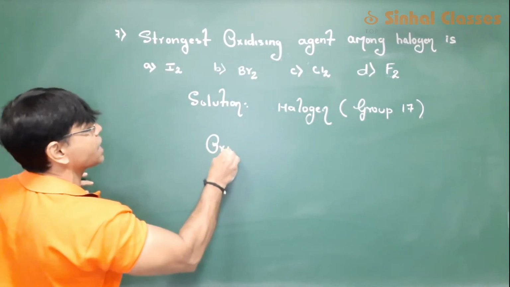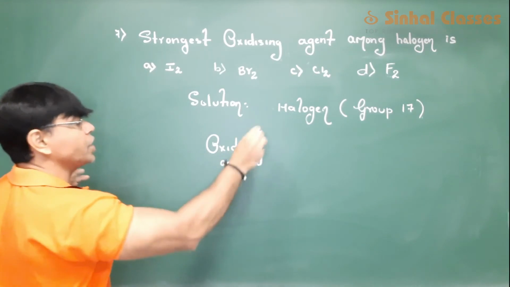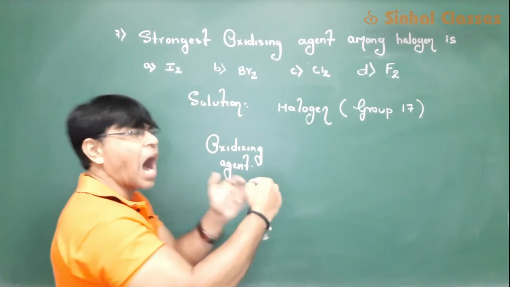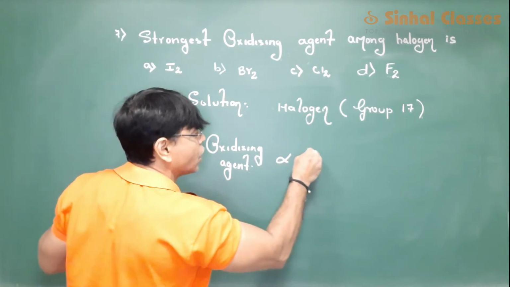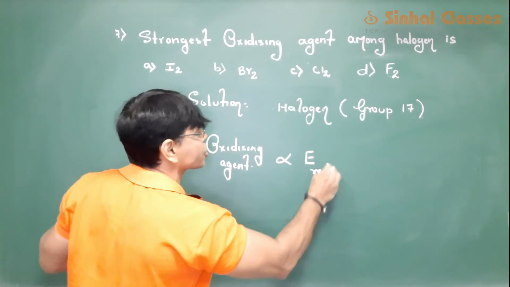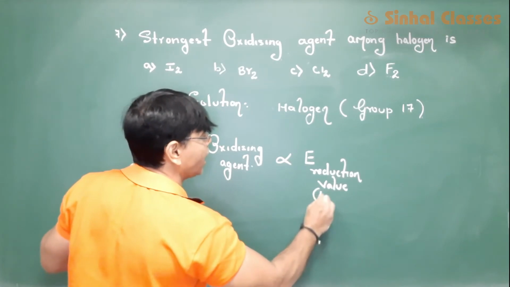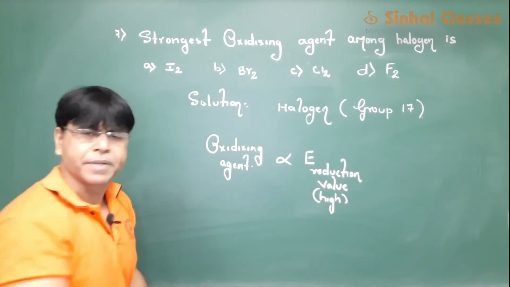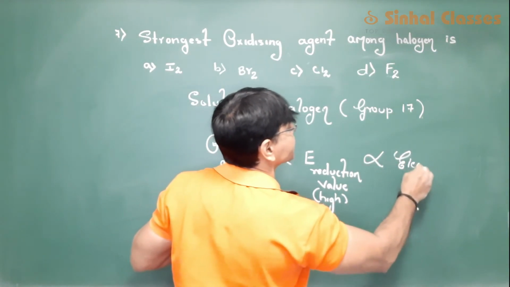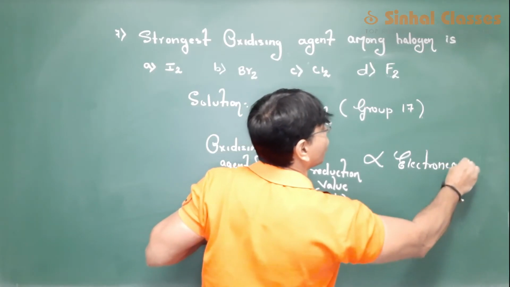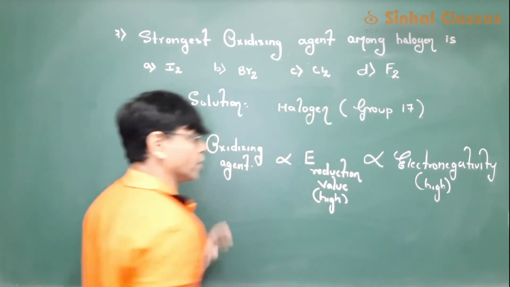You know, the one which is a very strong oxidizing agent has a very high reduction value. So oxidizing agent strength is directly proportional to a very high reduction value. At the same time, oxidizing agents are those which have a very high electronegativity, should be high or more.